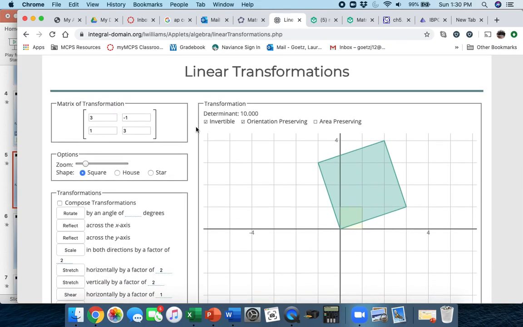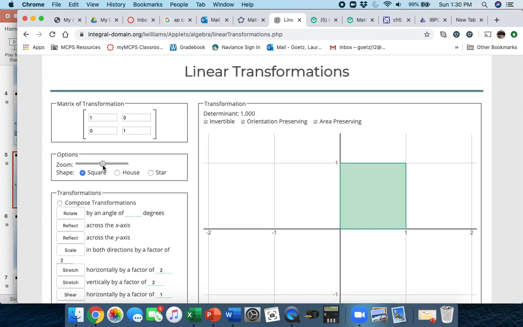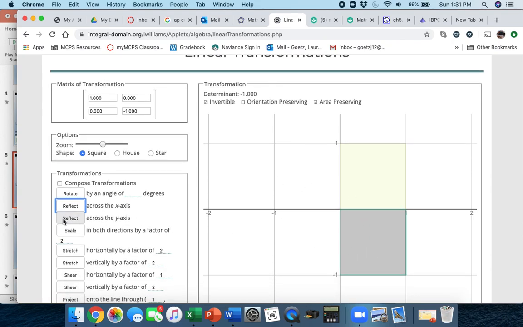Okay, so what I like about this one is that you can type in here your transformation matrix. For instance, here is my unit square, and some of the things that we have done so far. Look what happens when I want to reflect across the x-axis: my transformation matrix automatically got changed. This is where I grabbed those pictures from.